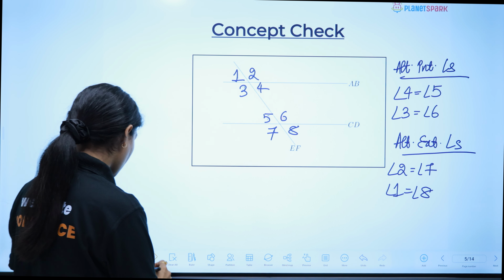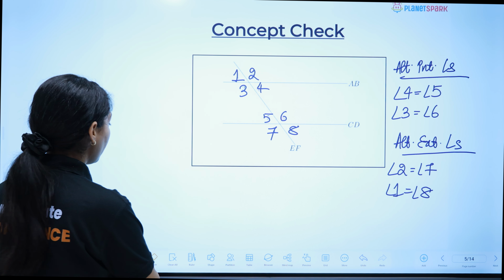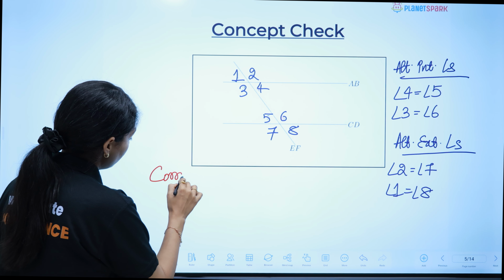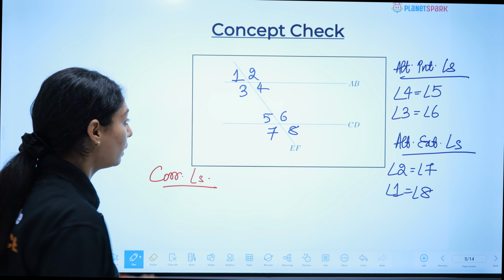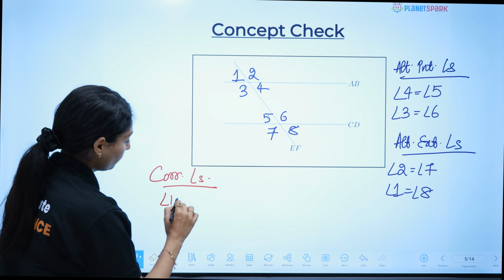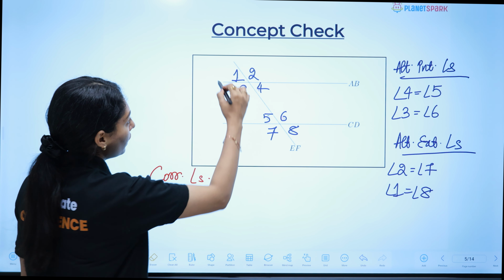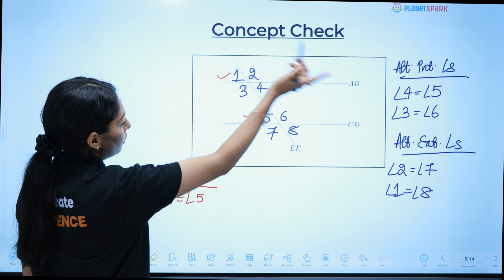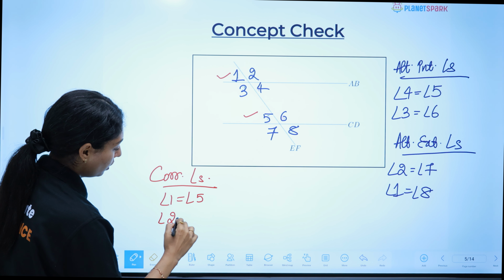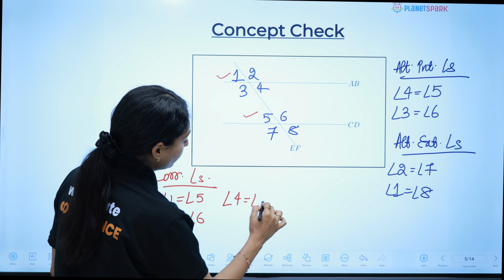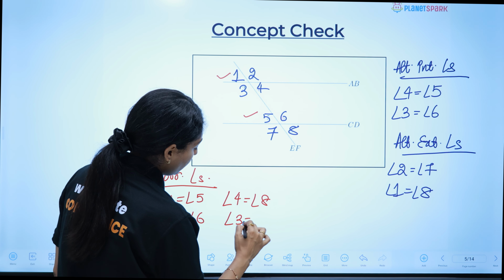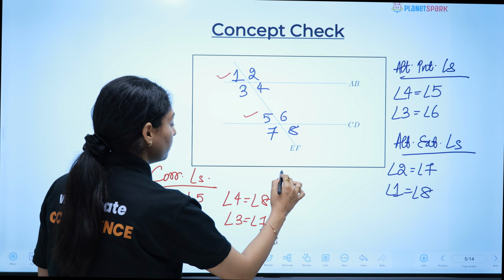Right? अब क्या बचा हमारे पास? Corresponding pair of angles. So let's see that. Corresponding angles. कितने pair होंगे? 4 pair. Right? So angle 1 is equal to angle 5, right? This one, this one. Then move to the right hand side. Angle 2 is equal to angle 6. Then angle 4 is equal to angle 8. Angle 3 is equal to angle 7.